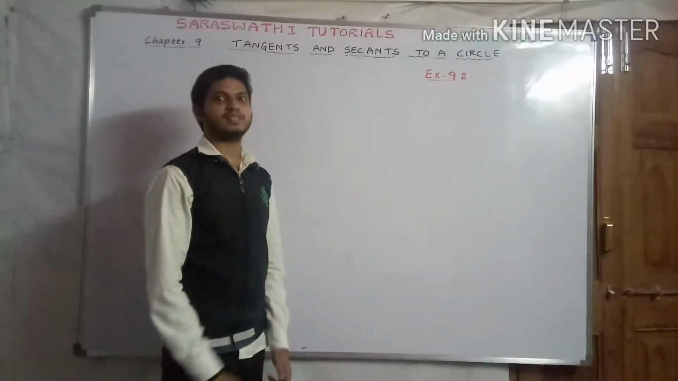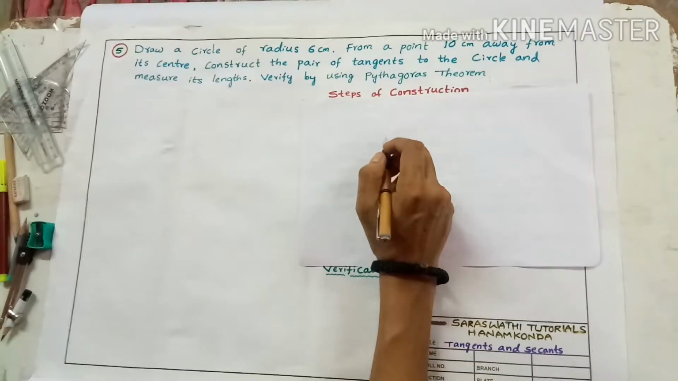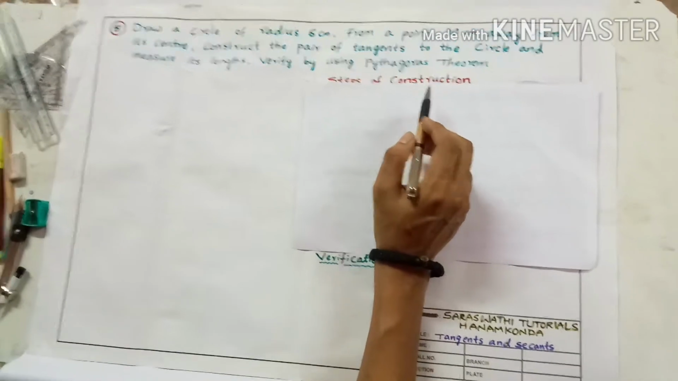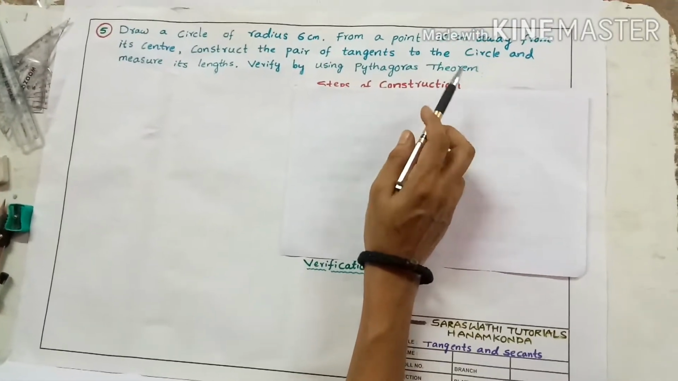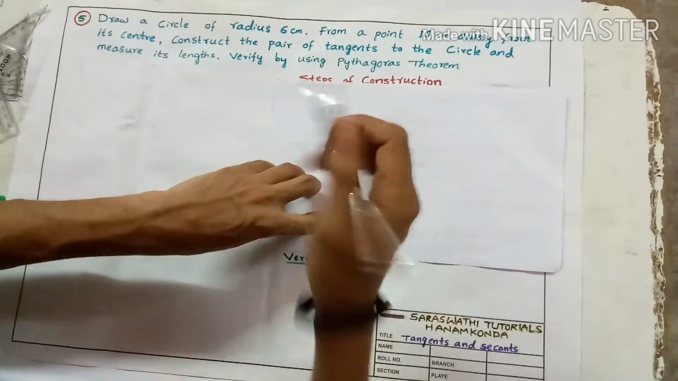So the next fifth, sixth, seventh questions are construction. So we shall discuss them on a drawing sheet. Okay, the fifth question is: draw a circle of radius 6 centimeters from a point 10 meters away from the center. Construct the pair of tangents to the circle and measure its length. Verify by using Pythagoras theorem. So let us draw roughly first.